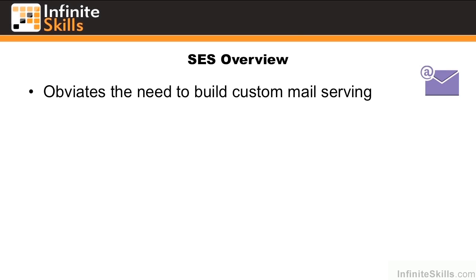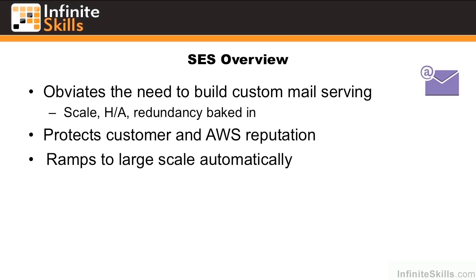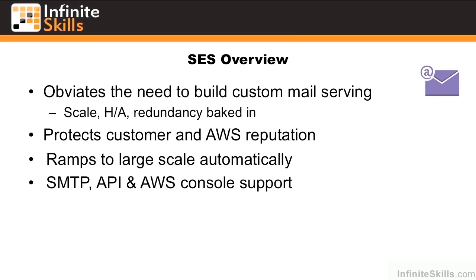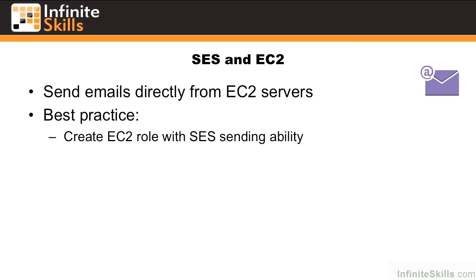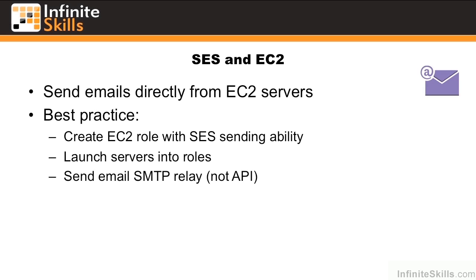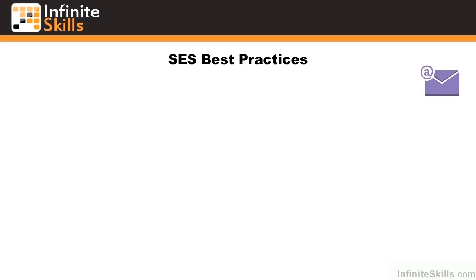SES obviates the need for you to build custom mail serving. It has scale, high availability, and redundancy baked in. It protects the customer and AWS's reputation. It can ramp to large scale automatically, and SMTP, API, and AWS console support are all enabled. You can use SES to send emails directly from your EC2 servers. A best practice is to create an EC2 role with SES sending ability. You can then launch your server into that role and send over the SMTP relay. We recommend using SMTP but not the API because SMTP can generally scale better.